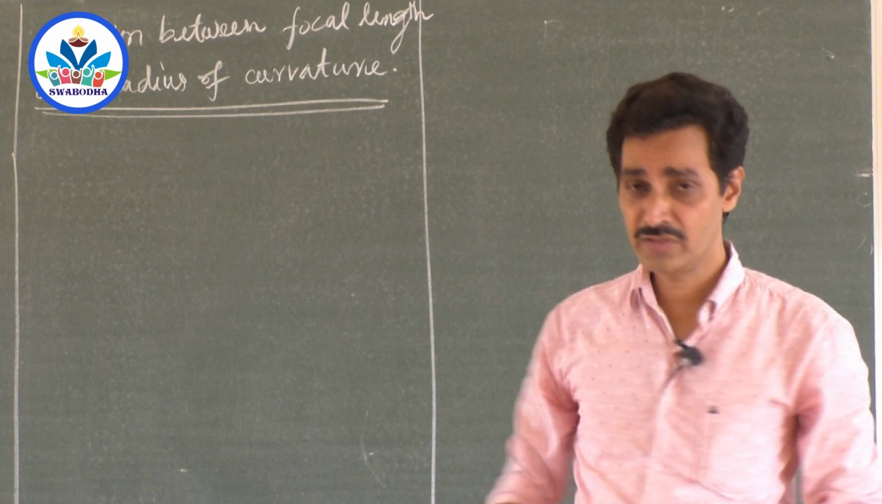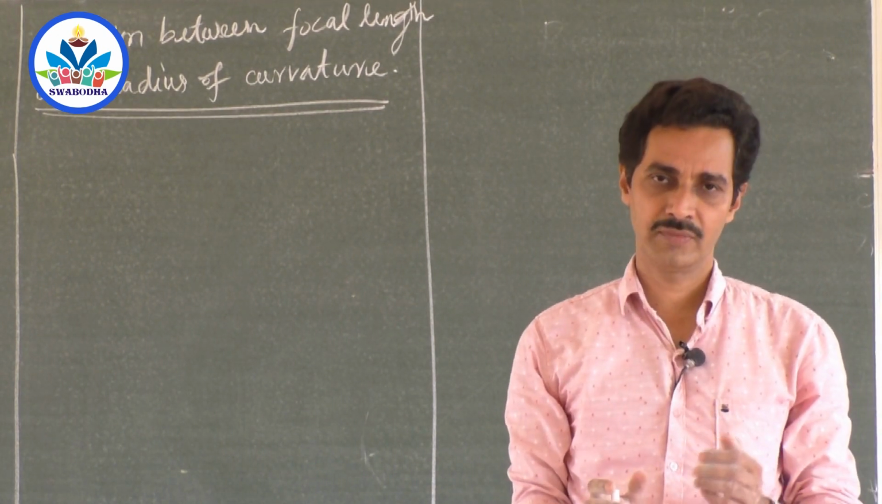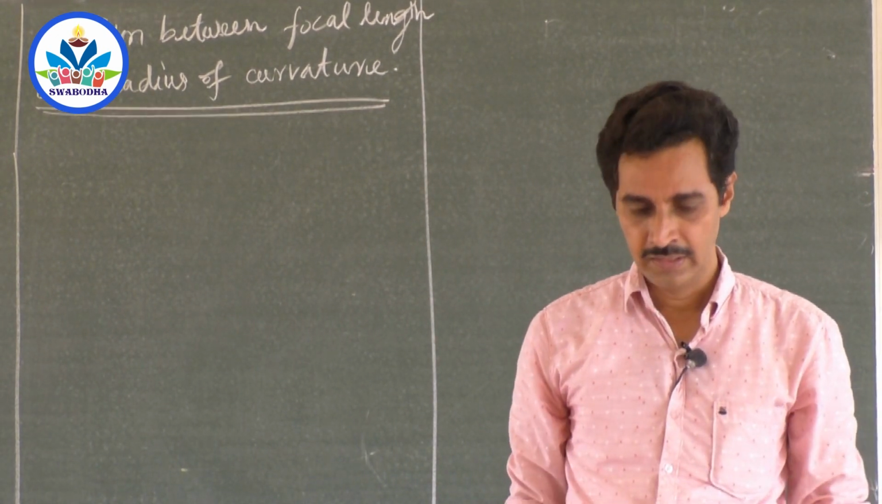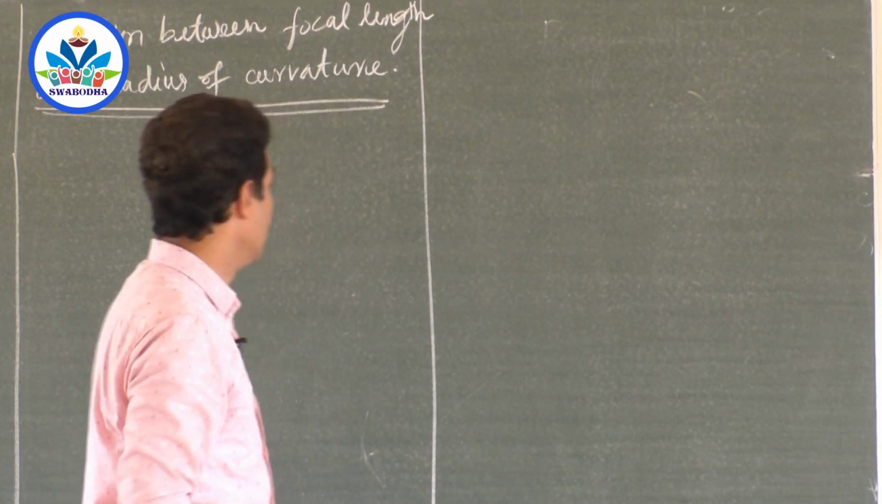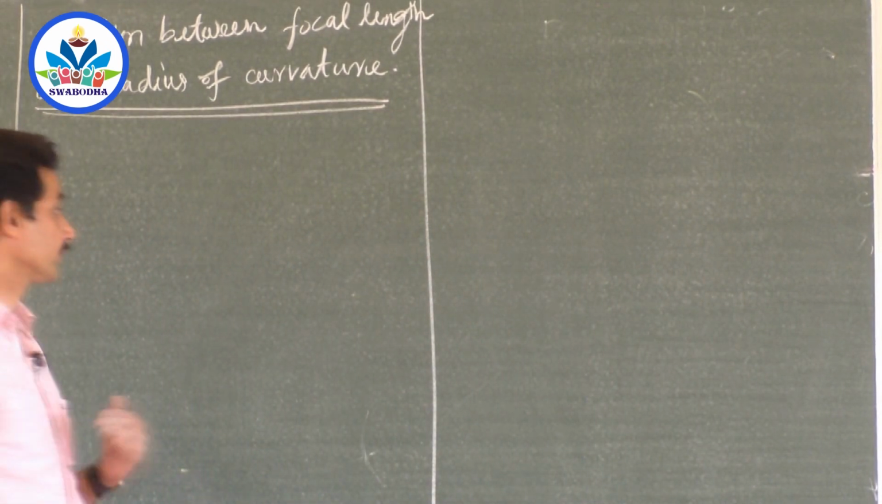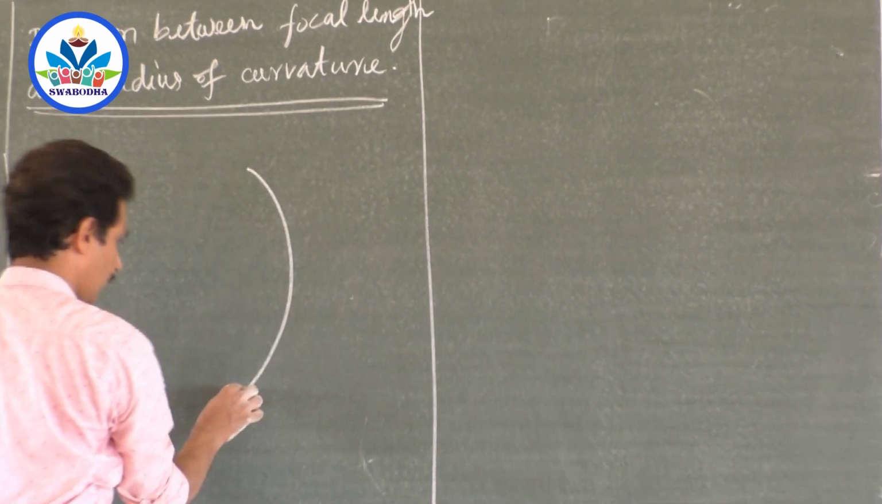So we will have a relation between focal length and radius of curvature in a curved mirror. We have seen what is focal length, what is radius. Every curved mirror is a part of a sphere. Suppose you take a concave mirror.